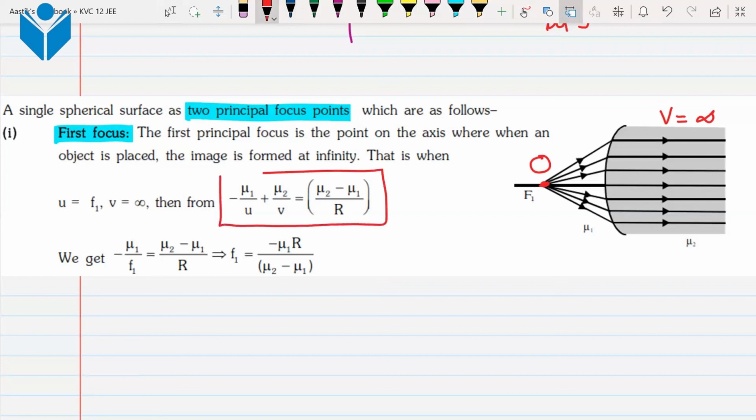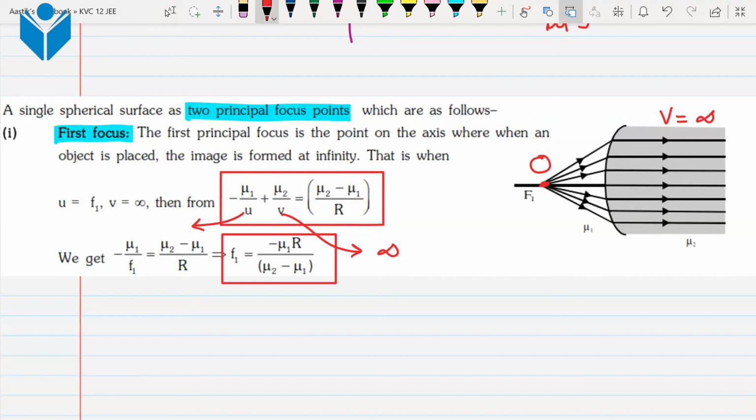What I have done in this formula is that we have put the value of v as infinity and the value of u as minus f. Do we understand this? From there, you find out the value of focal length and it will automatically come out to be negative, and this is the value of the focal length that you get. That is known as the first principal focal length, f1. Everyone understands this? Yes or no?